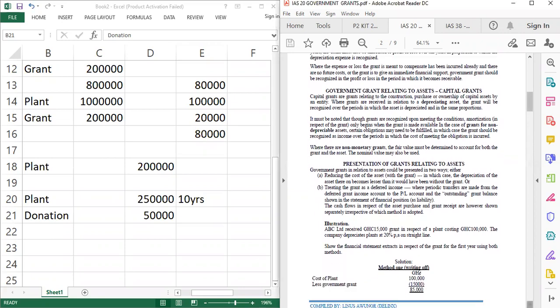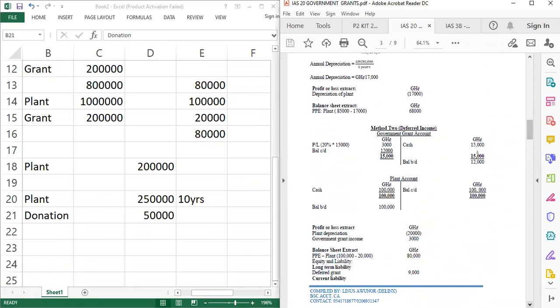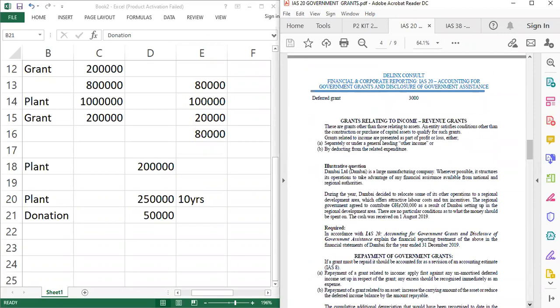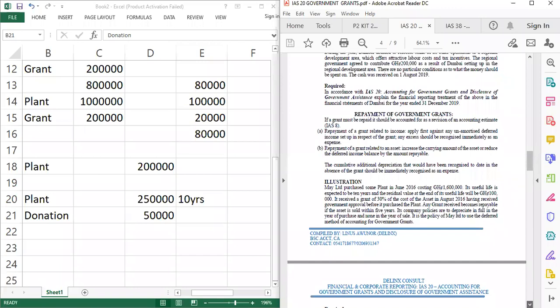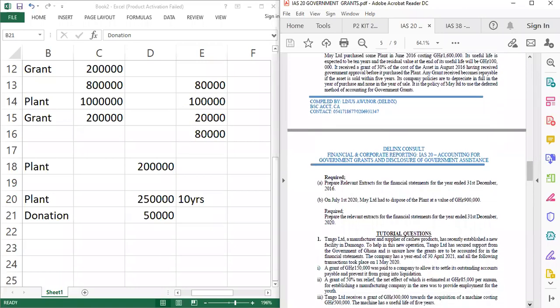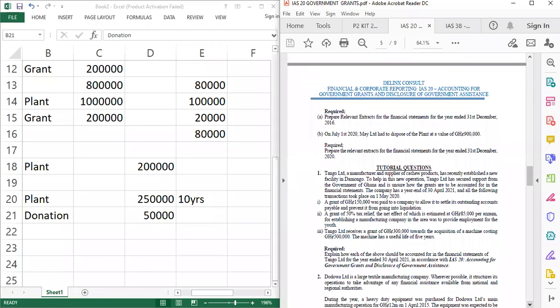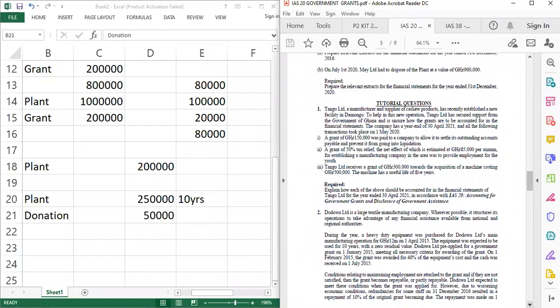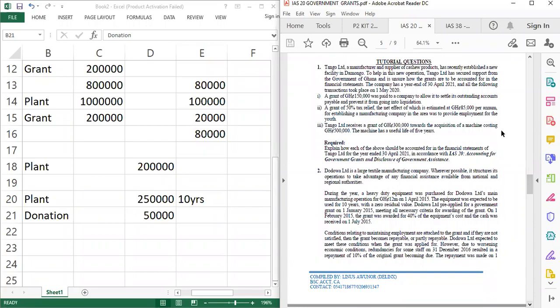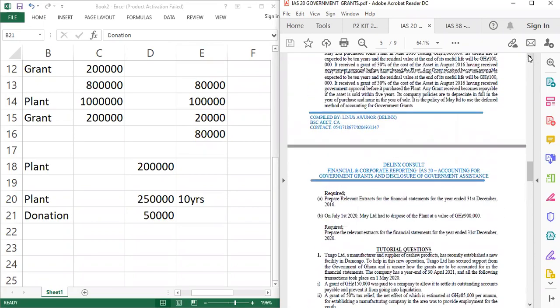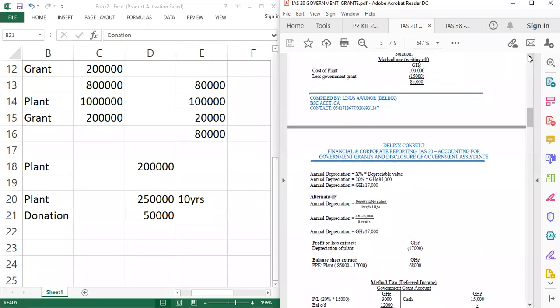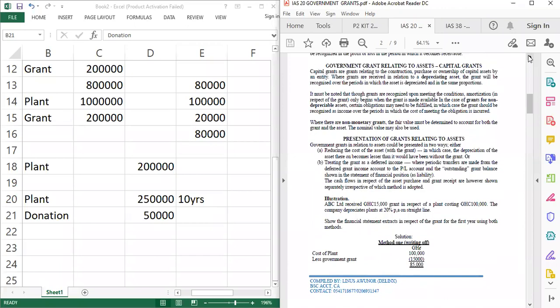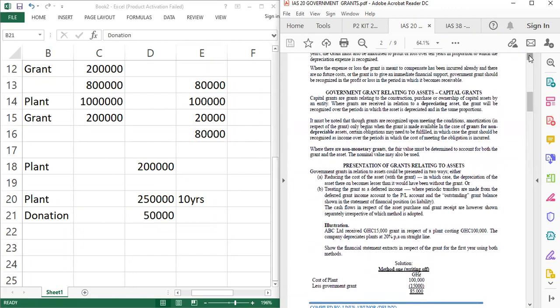Let's come to capital grants. Let's pick an example on capital grants. Okay, let me just pick the example that is solved there. How do we solve it? Okay, let's look at this illustration. Let's look at illustration 1.